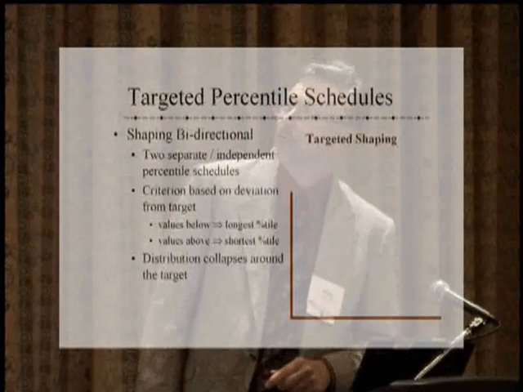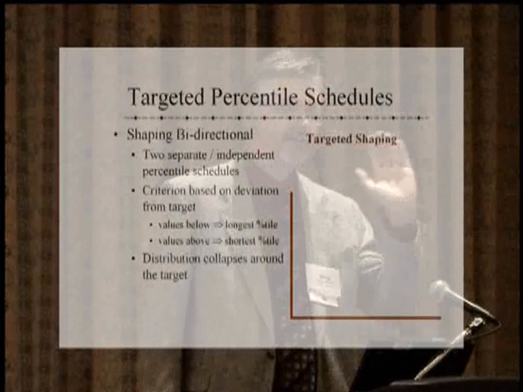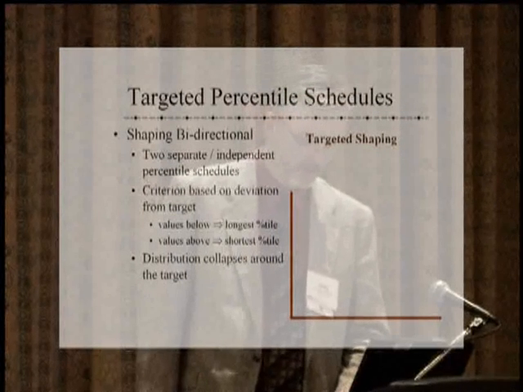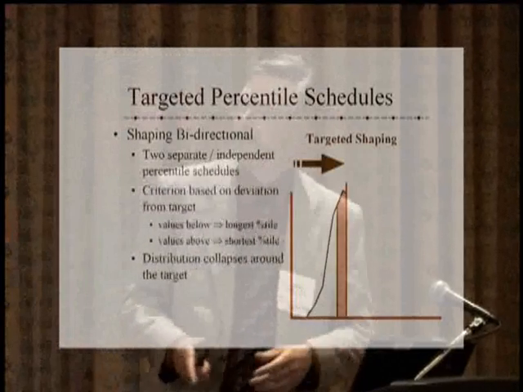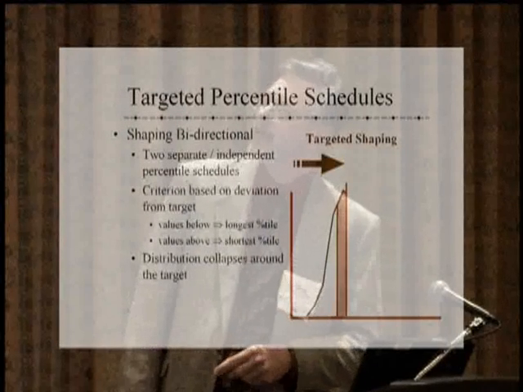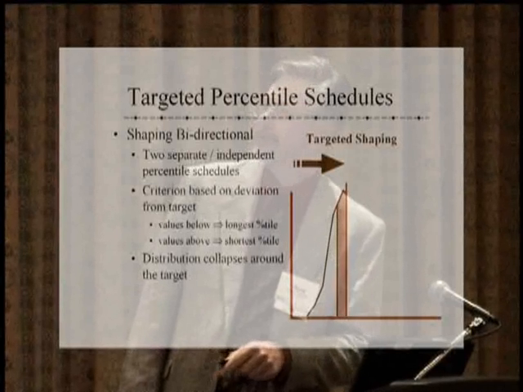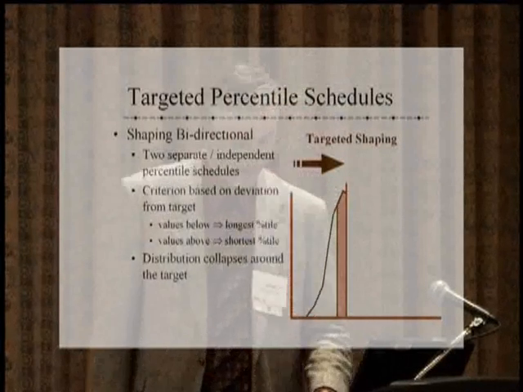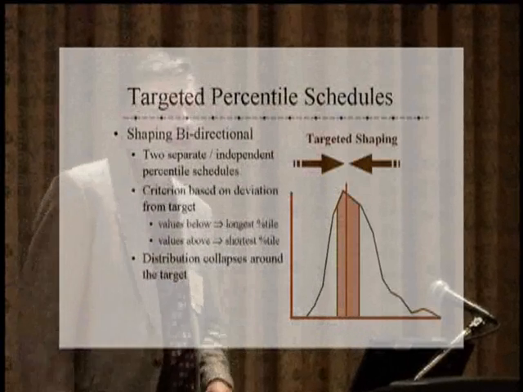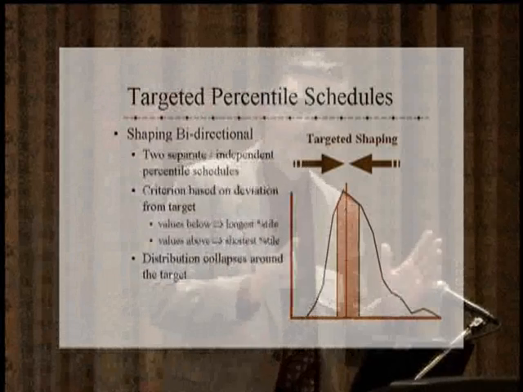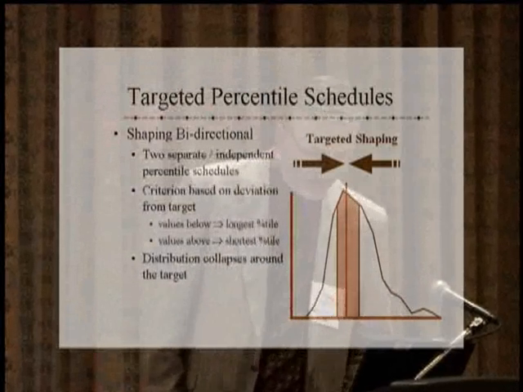And so when we're talking about targeted percentile schedules, which push you to a particular specific value of your choice, there's nothing new to learn. The targeted percentile is basically two independent percentiles operating concurrently. One for values below the target, shaping you towards longer and longer values, and one for values above the target, shaping you towards shorter and shorter values. And as you put those two together in operation, they cause the distribution to collapse around the target.